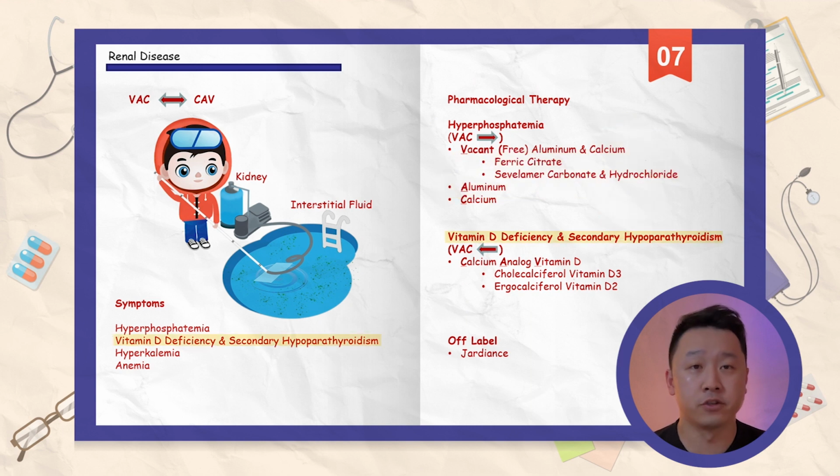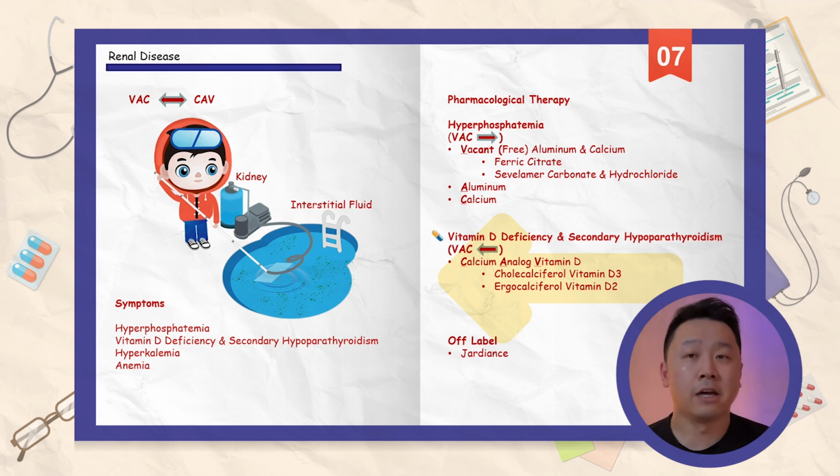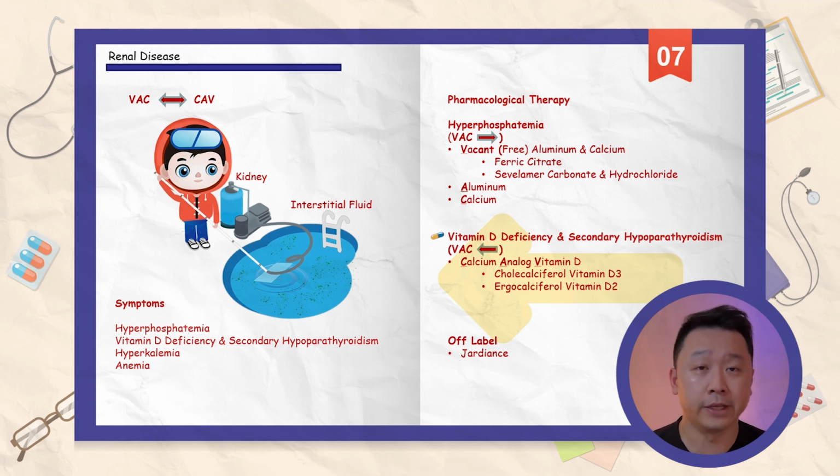For vitamin D deficiency, if we read the word VAC from left to right, we get the words calcium analog vitamin D. Calcium vitamin D analog comes in two different forms: ergocalciferol and cholecalciferol. D2 is ergocalciferol and D3 is cholecalciferol. And a good way to remember the difference between those two analogs is that C for cholecalciferol is the third letter of the alphabet, so it is vitamin D3. And the difference between vitamin D3 and D2 is that vitamin D3 appears to be more potent than vitamin D2.